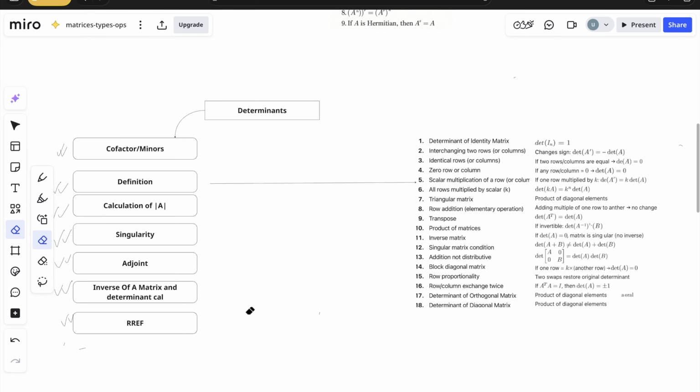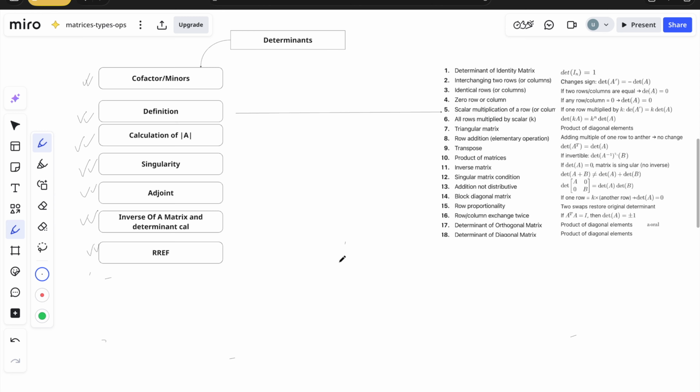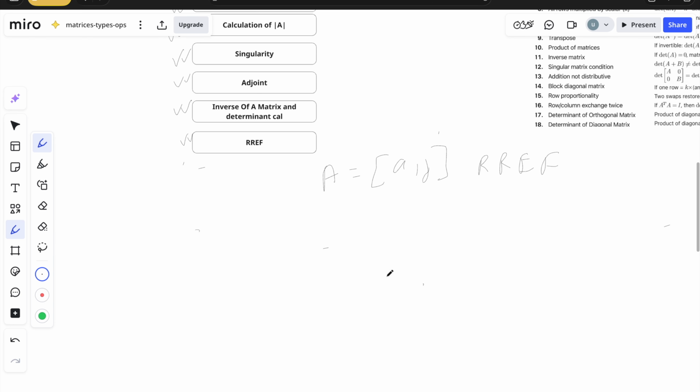Okay, so to understand the row reduced echelon form, we will first give a formal definition, as we have been giving for each of the concepts previously also. So a matrix A equal to Aij is in row reduced echelon form, or RREF, if it satisfies 4 points. Let's understand those 4 points in detail. Point number 1, leading pivots.